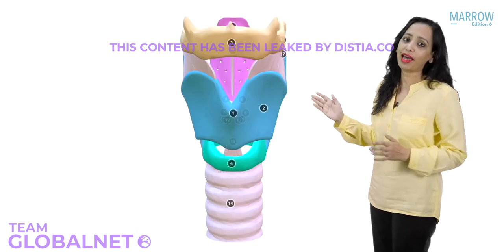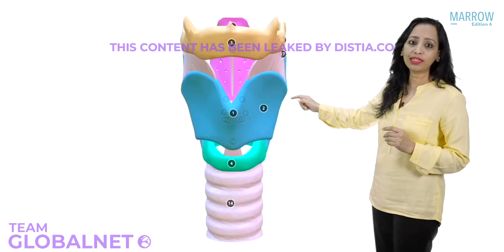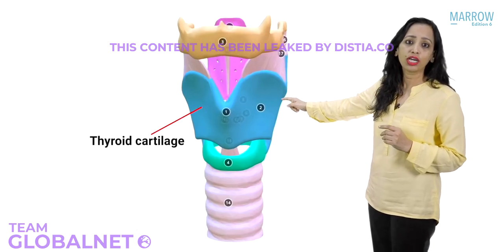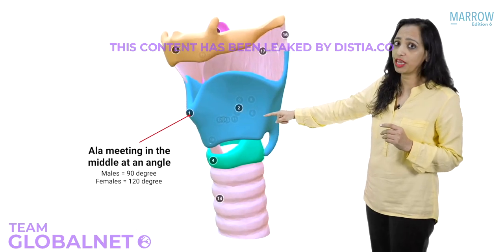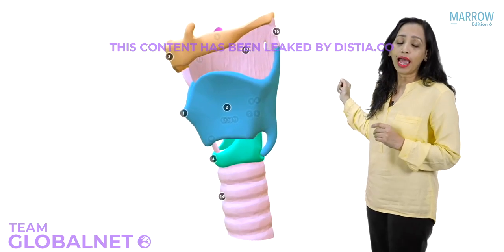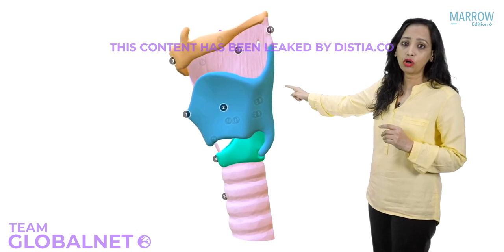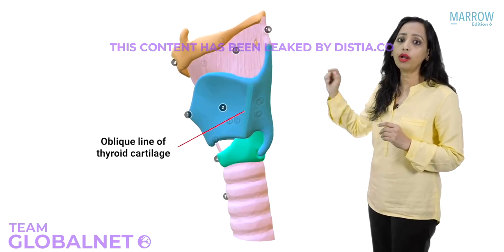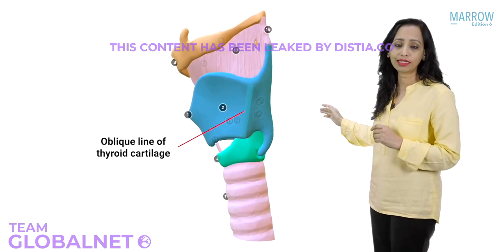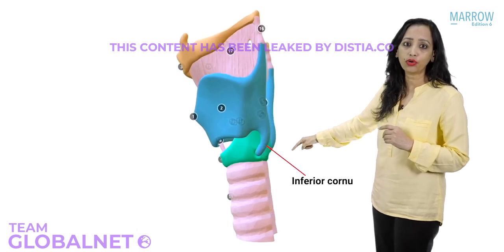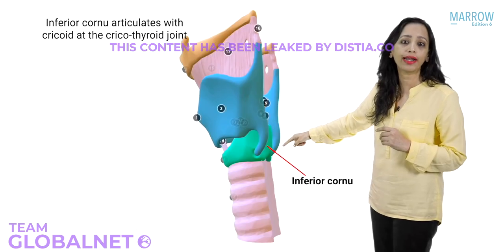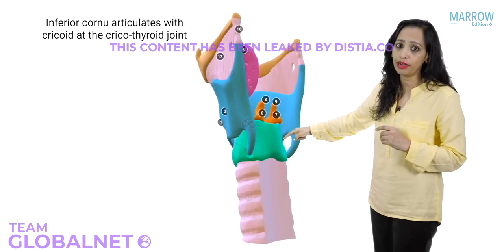So here we have the larynx in front of us. Here is the thyroid cartilage, the two ala meeting in the midline at an angle, 90 degrees in males, 120 in females. Here we can see the oblique line of thyroid on which are attached the muscles. Here we have the superior cornu and the inferior cornu, the inferior cornu articulating with the cricoid at the cricothyroid joint.